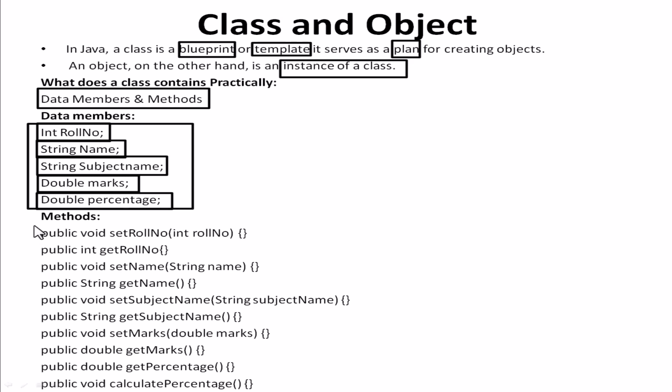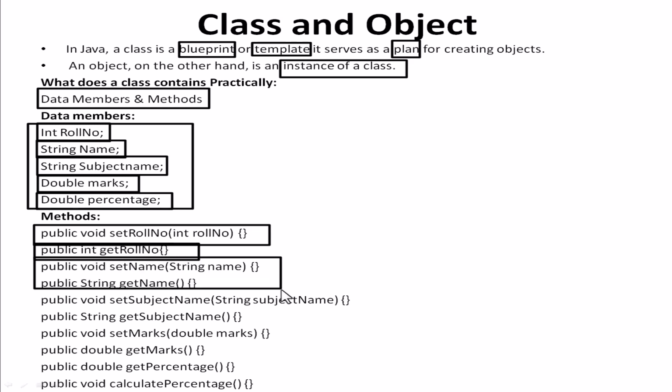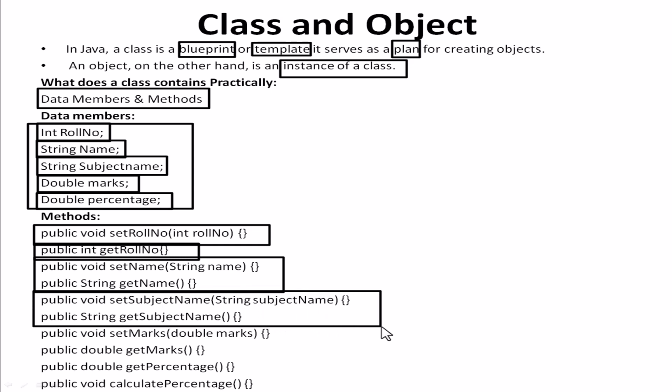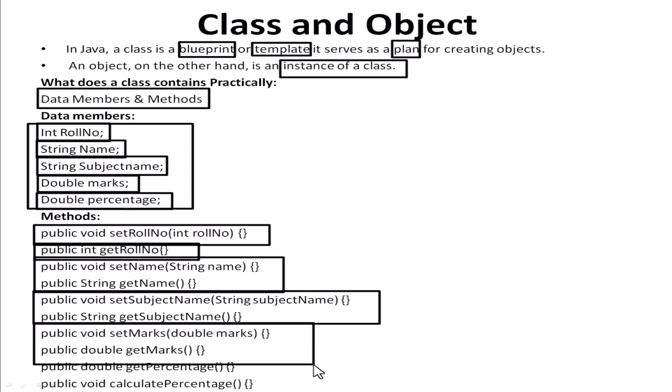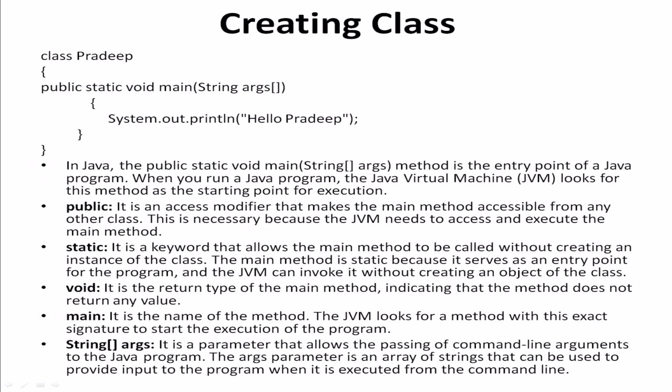Similarly, methods. If you want to set a roll number, you can set it, and if you want to retrieve the roll number, you can use a get method. If you want to set a name, you can set name, and to get the name, you can get name. Similarly, you can set a subject name and get the subject name. You can set the marks and get the marks, and finally you can get the percentage.